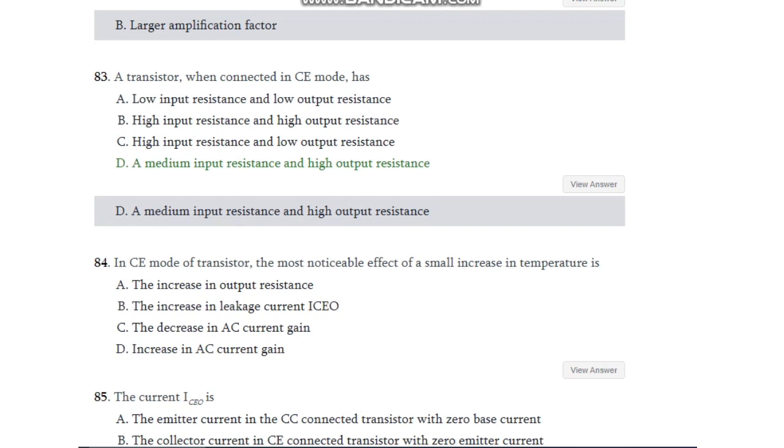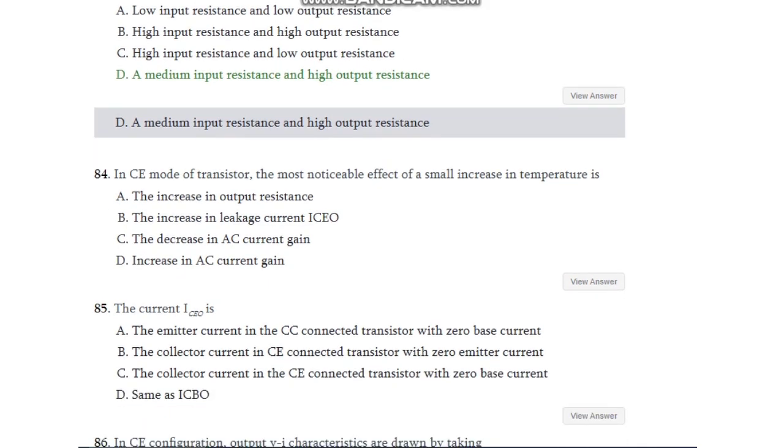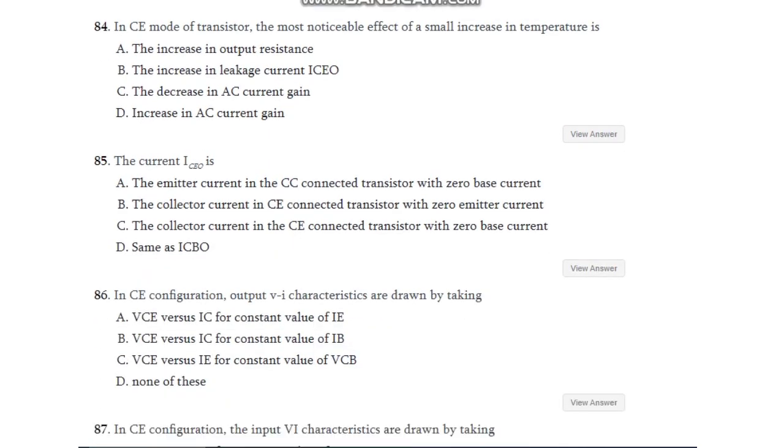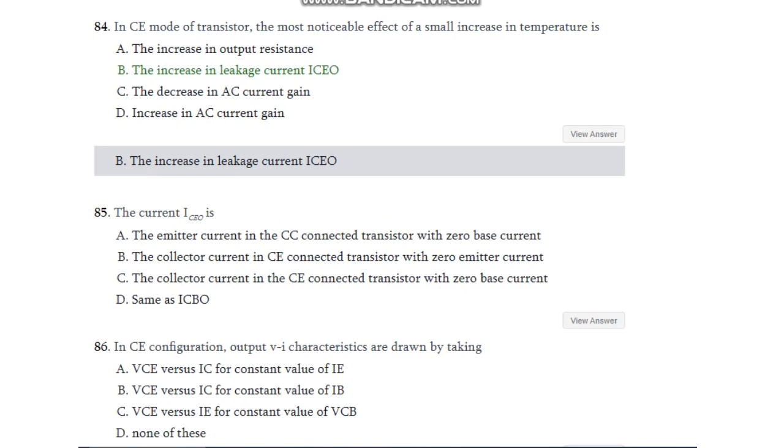Question number 84: in CE mode of transistor, the most noticeable effect of small increase in temperature is the increase in output resistance, second is the increase in leakage current, then third is the decrease in AC current gain, and fourth is increase in AC current, and the answer is B, that is increase in leakage current ICEO.